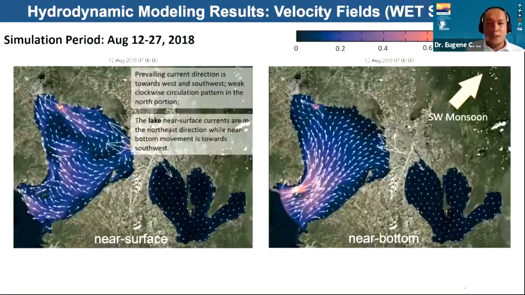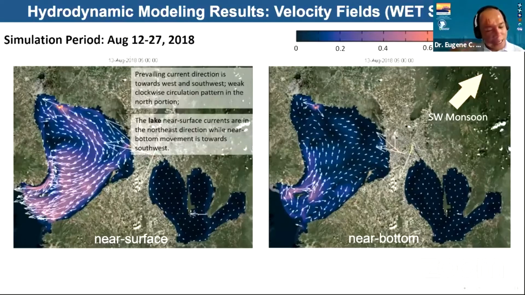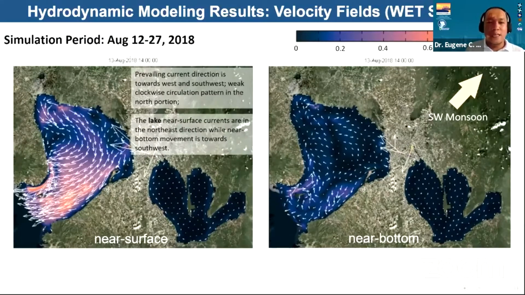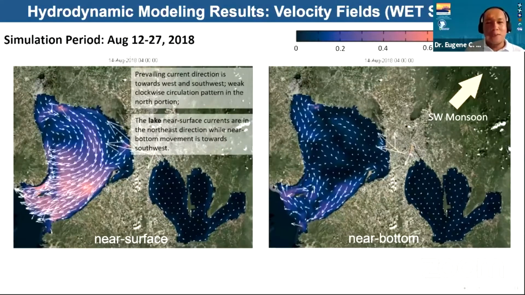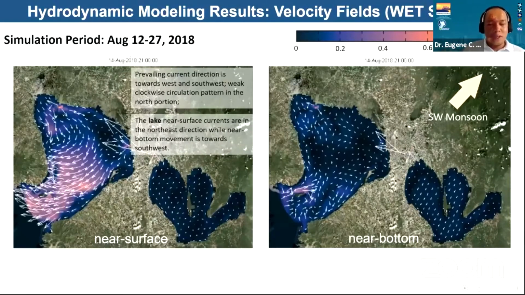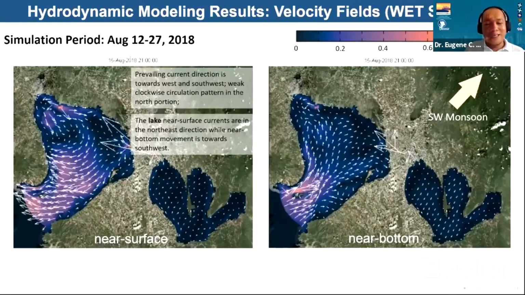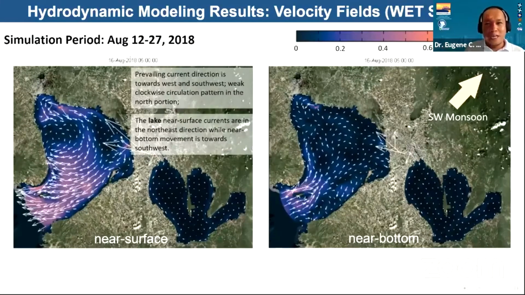Okay, and then these are the conditions when it comes to the wet season. So, this is more intense because we can expect that there is more fresh water coming from the watershed of the bay. And so, the difference between the fresh water and the salt water will tend to induce what we call density-induced currents.